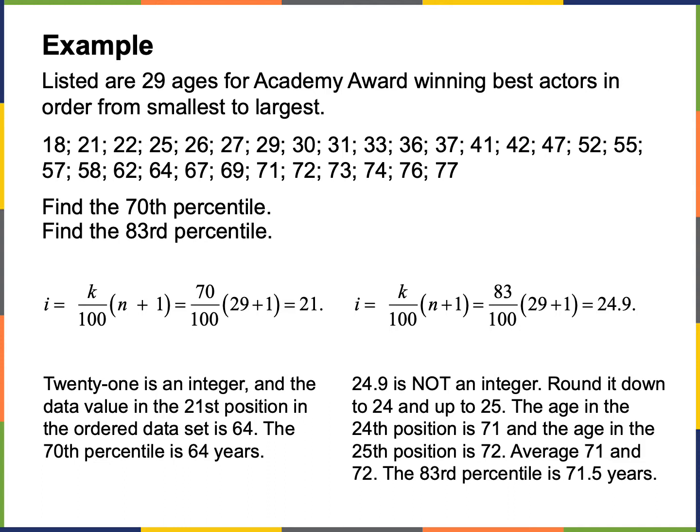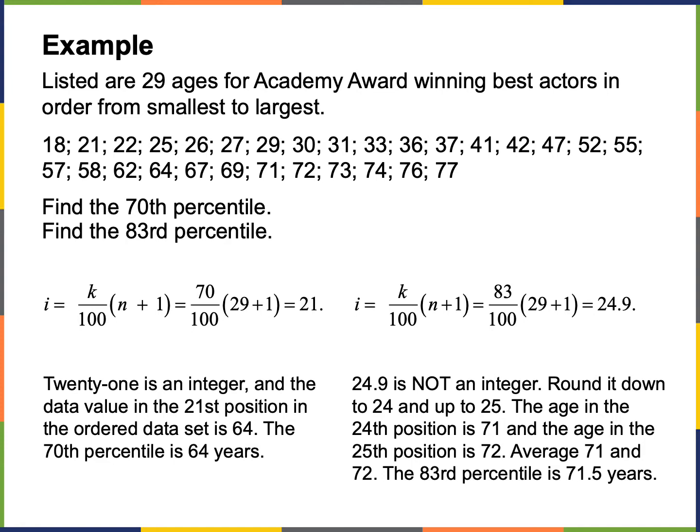For the 70th, because we're talking about percentile, we're going to use the equation with the 100 in it. We plug in 70 for K, because that's the percentile we're looking for. And what is our N? Our N is 29. So we have 70 over 100 times the quantity 29 plus 1, and the total is 21. So i is equal to 21.